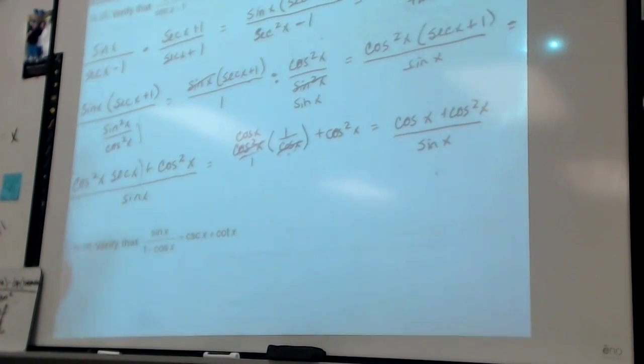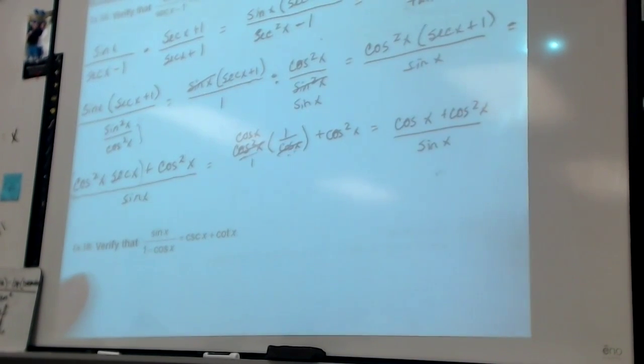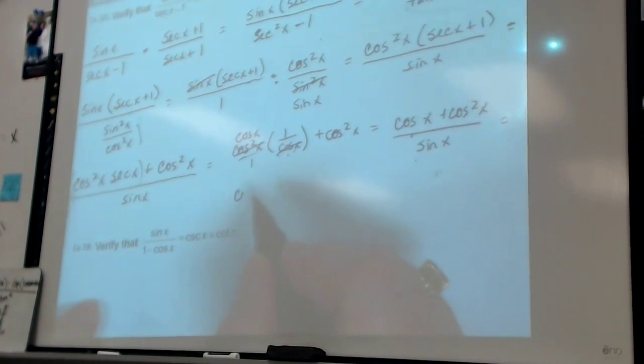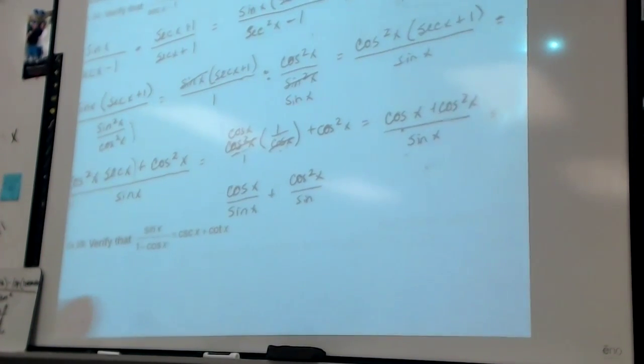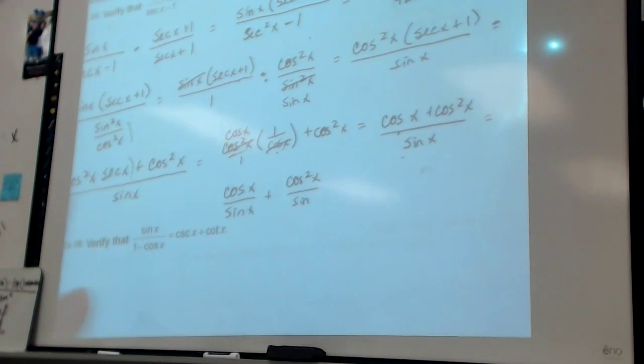Okay. Now we want to take this and separate it. We have a single denominator, but we have 2 terms on the top. So we want to take each one of the terms on the top and write it over the common denominator. So instead of combining fractions, we're kind of taking it apart. So we have cosine x over sine x plus cosine squared x over sine x. So what's cosine x over cosine x? Cosine x over sine x. I mean over sine x.